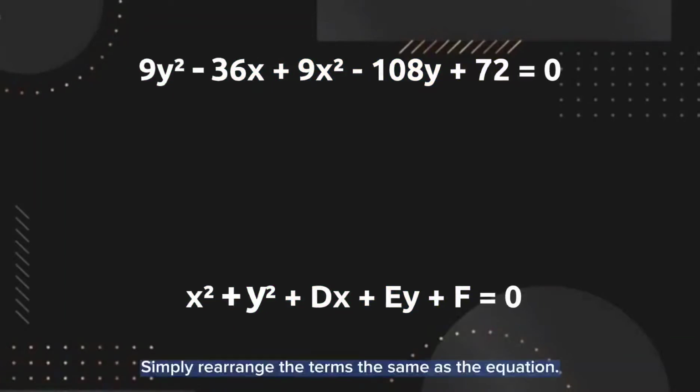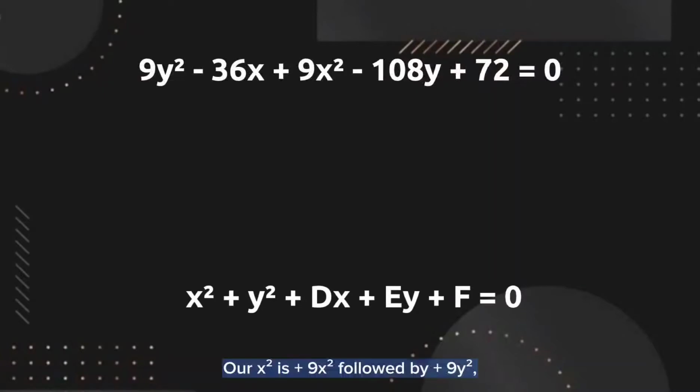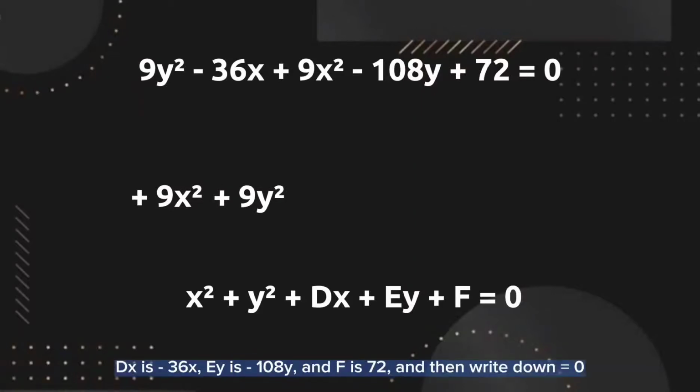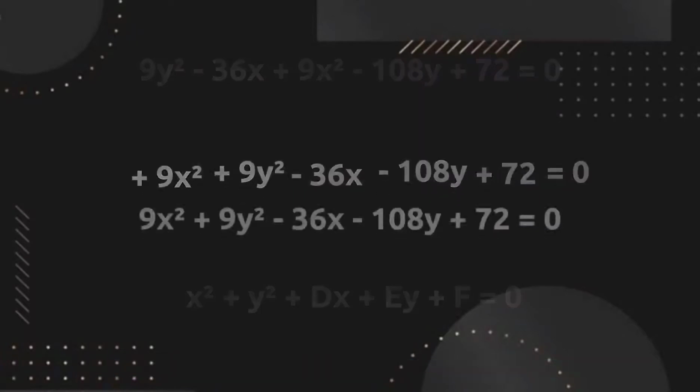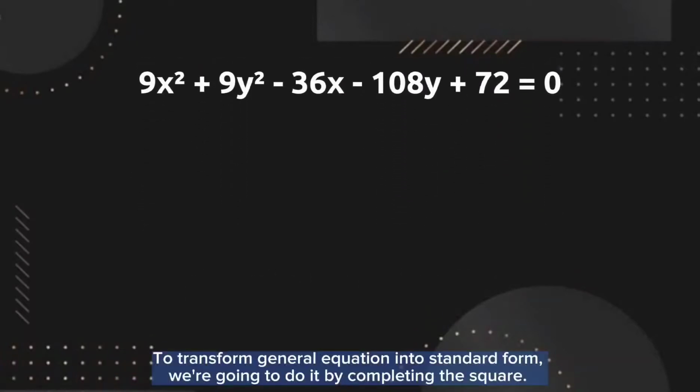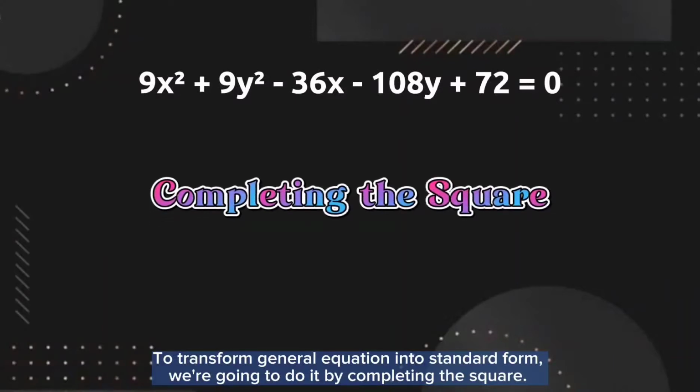Simply rearrange the terms the same as the general equation. Our x squared term is positive 9x squared followed by positive 9y squared. Dx is negative 36x. Ey is negative 108y. Our f is positive 72, and then write down equals 0. To transform the general equation into standard form, we're going to do it by completing the square.